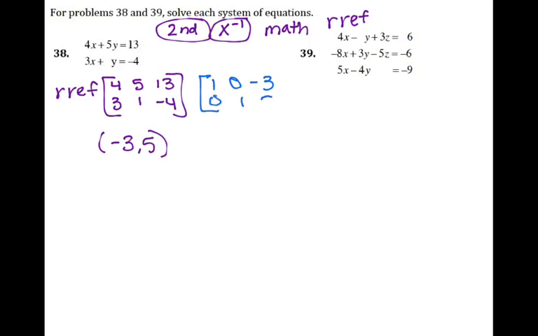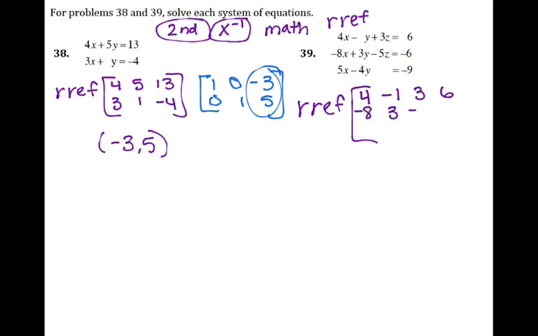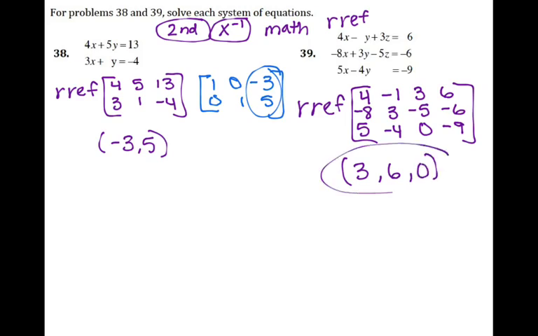Oh, that's +5. And this right here is your ordered pair. 39, I'm going to do the same thing, except you have a bigger matrix. So RREF of 4, -1, 3, 6, -8, 3, -5, -6, 5, -4, 0, -9, and the calculator gives you the answer 360. So there is your ordered triple.